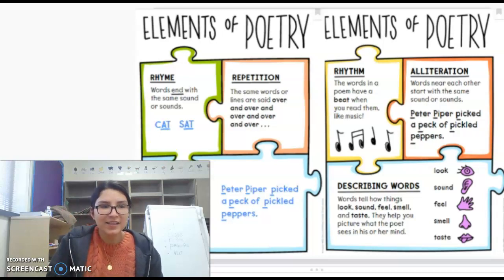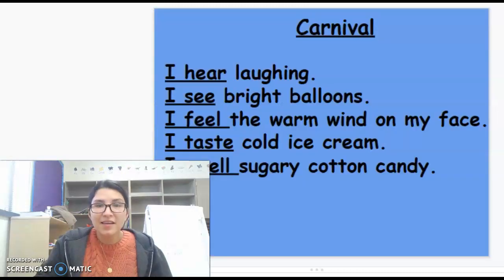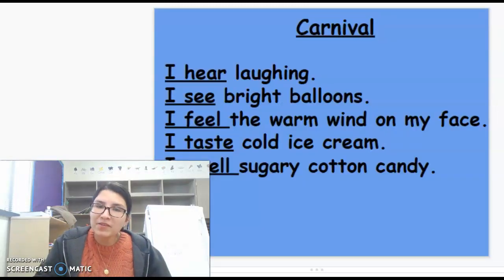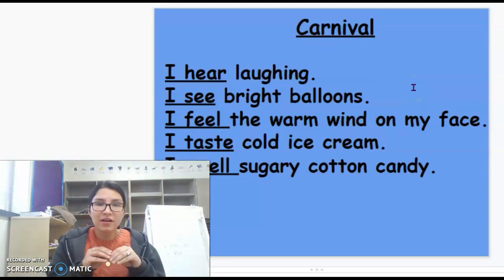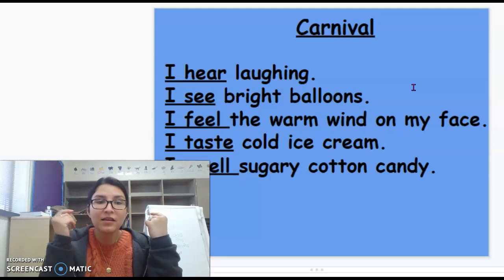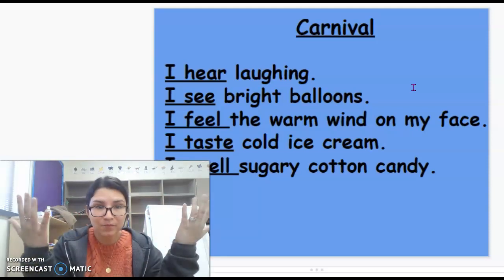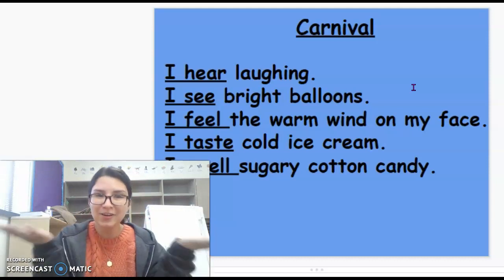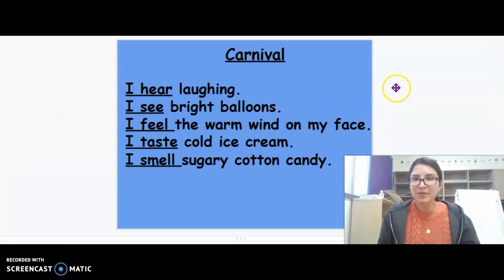All right, so let's go ahead and look at a poem that we created together. All right, this poem is titled Carnival. We came up with this poem together whenever we watched that Brain Pop video over Moby and Mia. So carnival. So we're focusing on carnivals, right? So we created a mental image of what it's like to be at a carnival and the different things we hear, see, feel, taste, and smell. So we use our senses. We create a mental image and use our senses to create this poem. Okay? All right, let's go ahead and read the poem.